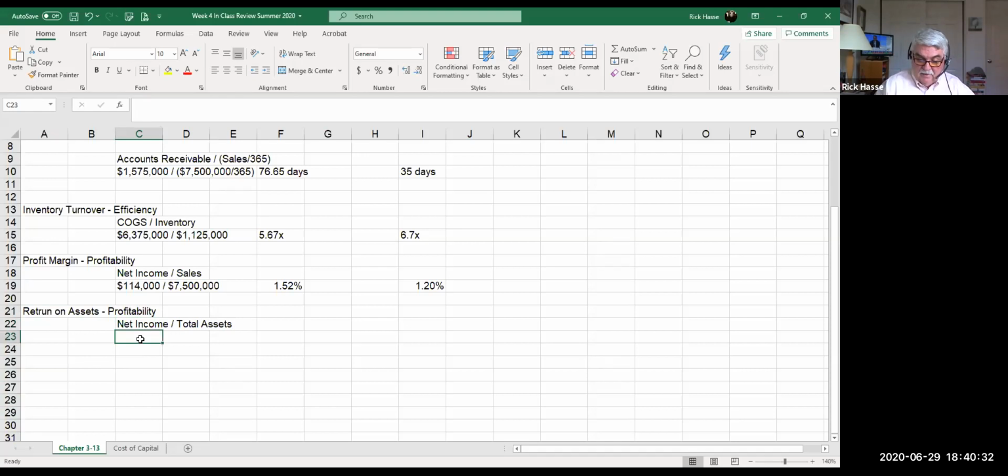And for this company here, again, the net income was $114,000, and the total assets of this company are $4,275,000. Thus, a return on assets of 2.67%. The industry average, 3.6%. In other words, the profits generated by the investment in those assets are generating about 2.7%, let's say.